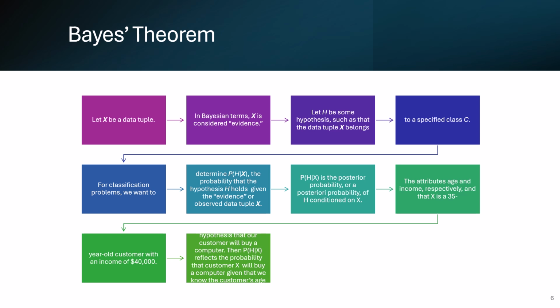Suppose the attributes are age and income respectively, and that X is a 35-year-old customer with an income of 40,000 rupees. If H is the hypothesis that our customer will buy a computer, then the probability of H given X reflects the probability that the customer X will buy a computer, given that we know the customer's age and income.